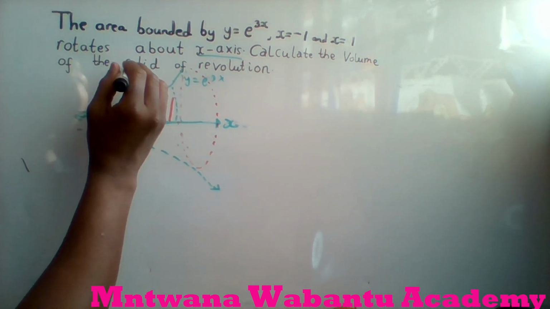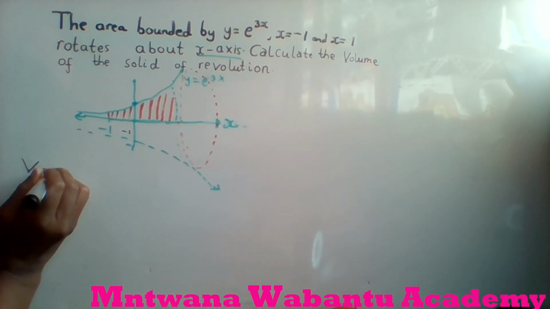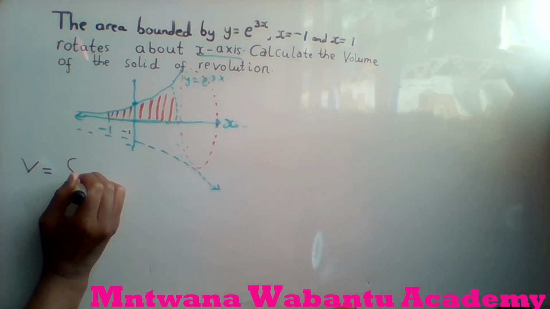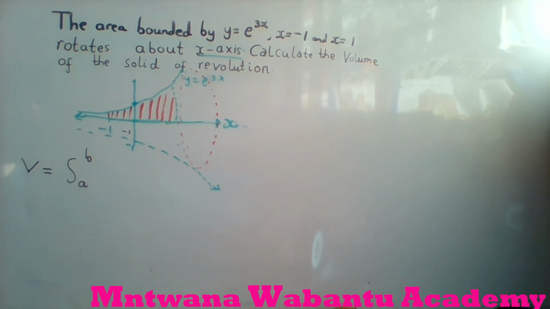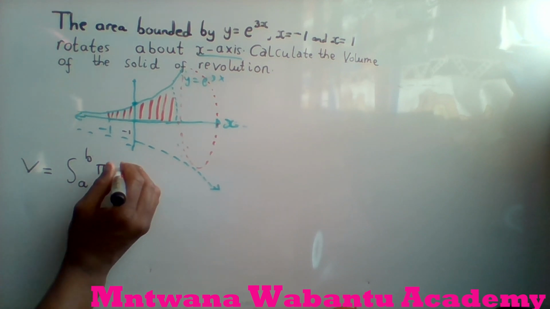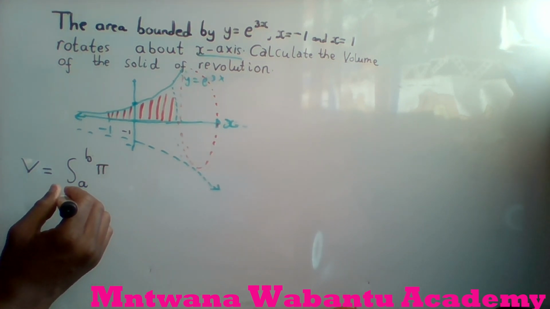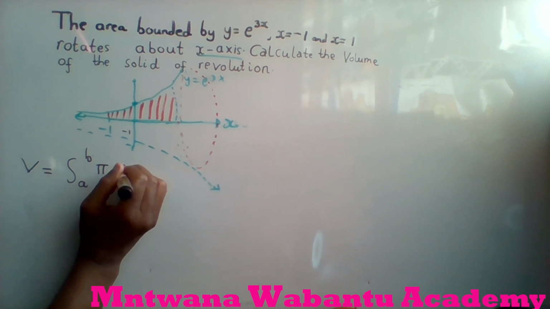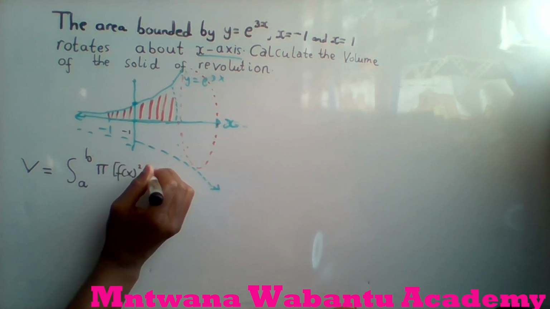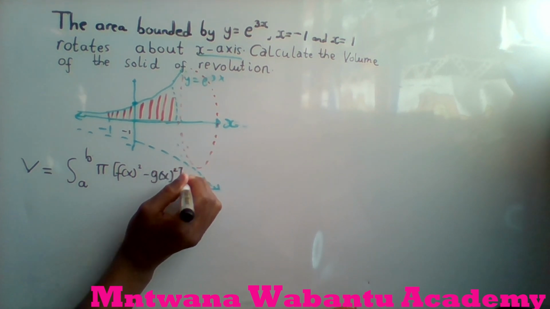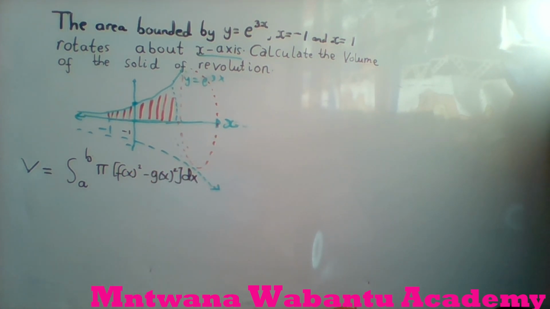Volume of solid revolution: V equals, so we always say integral from a to b, and same again. But here you must say pi, because at the end of the day it's a solid of revolution, so it has to be involved with the rotation cycle, pi. So you say pi, and take the upper function squared minus the lower function squared dx. Know what I'm saying? So you take upper function minus lower function.